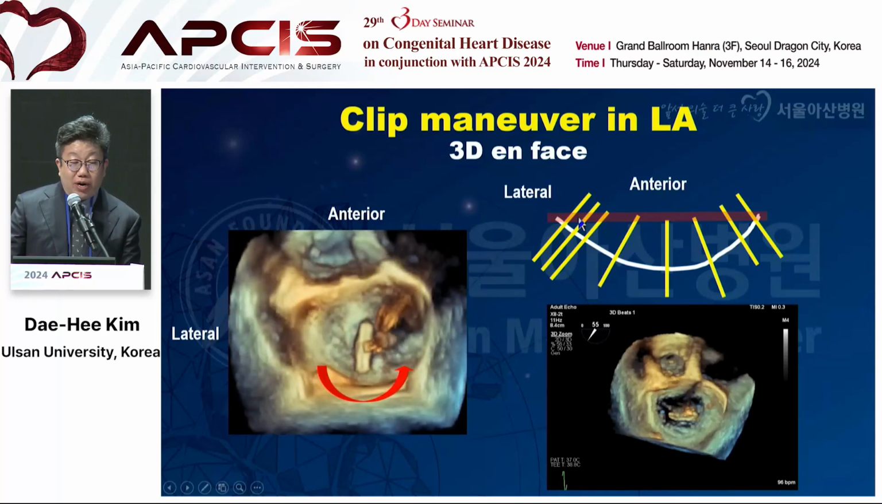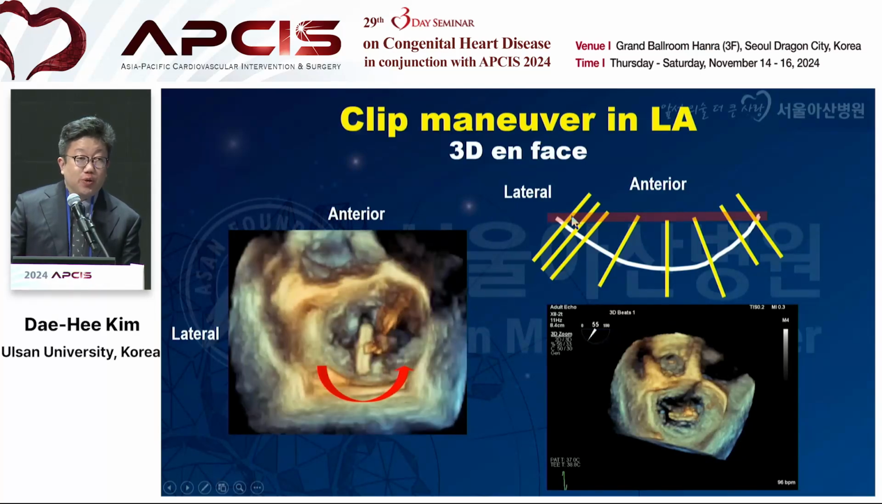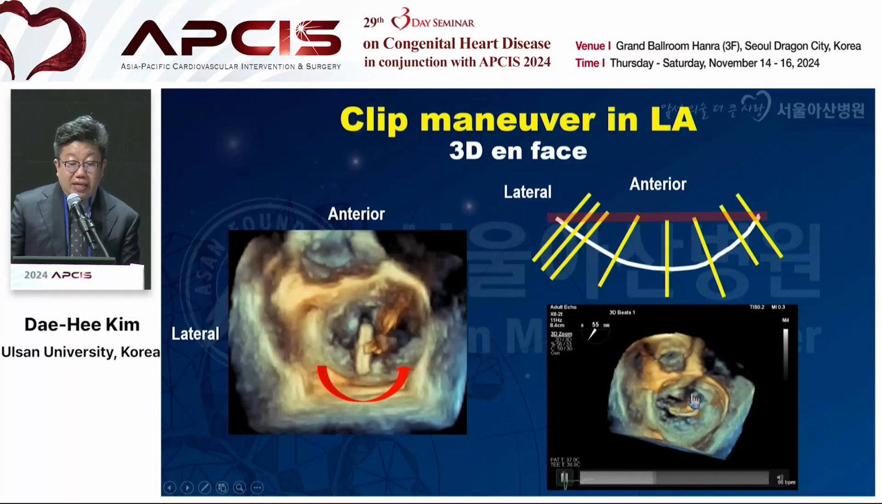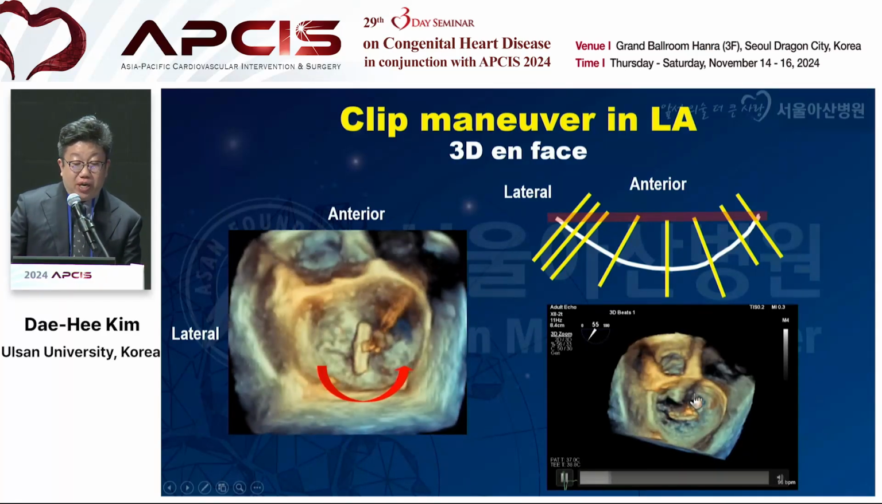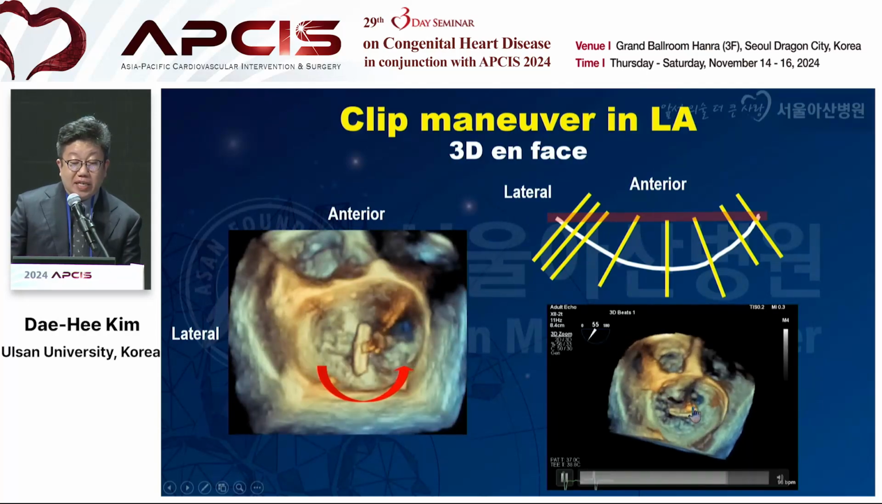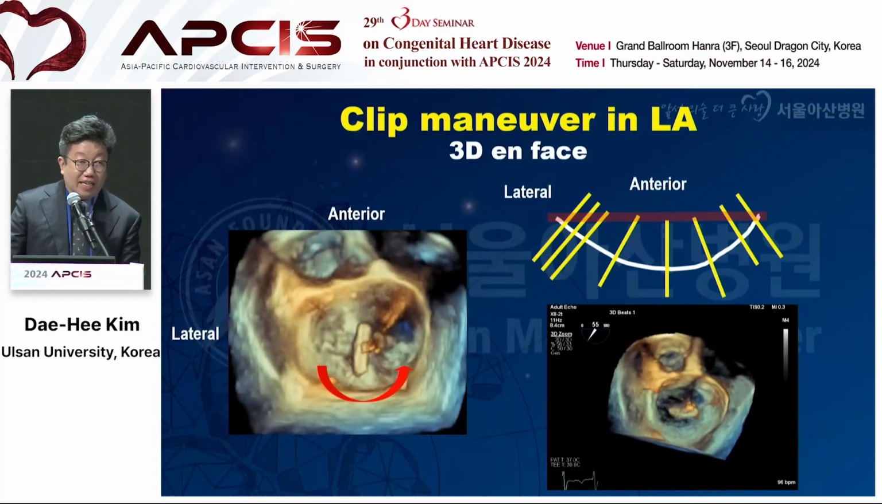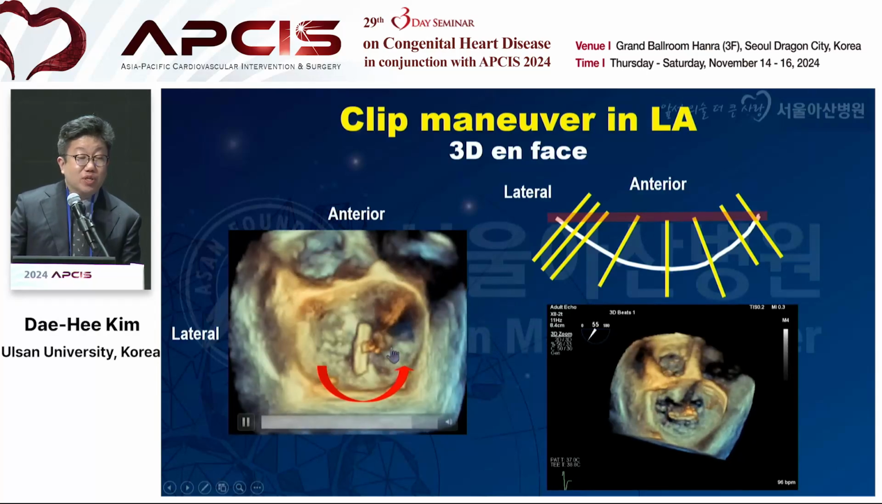But in the commissural region, especially the lateral and medial commissural regions, the biplane angle should be adjusted to an acute angle, 60 degrees or 70 degrees like this. So in the 3D en face view, we have to recast the intervention. The clip orientation should rotate clockwise almost 90 degrees. The clip rotation should be like this, perpendicular to the commissural line.